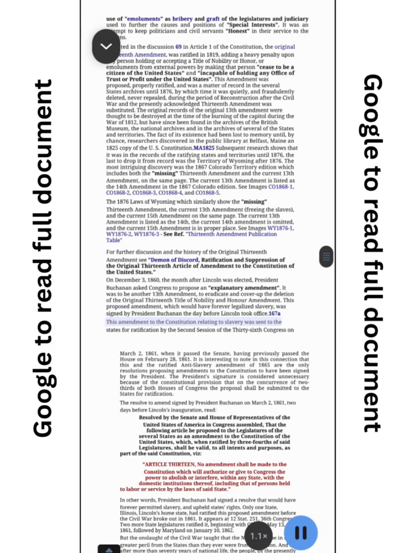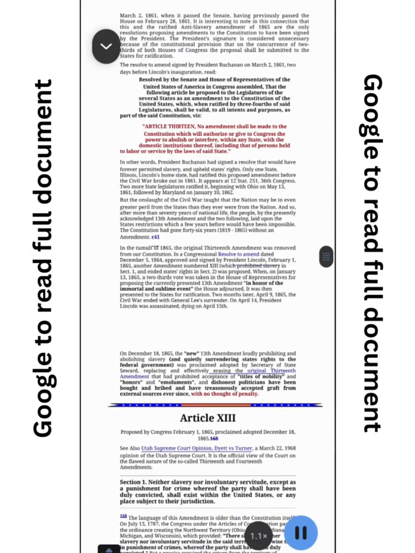This amendment to the Constitution relating to slavery was sent to the states for ratification by the second session of the 36th Congress on March 2, 1861, when it passed the Senate, having previously passed the House on February 28, 1861. It is interesting to note in this connection that this and the ratified Anti-Slavery Amendment of 1865 are the only resolutions proposing amendments to the Constitution to have been signed by the President.